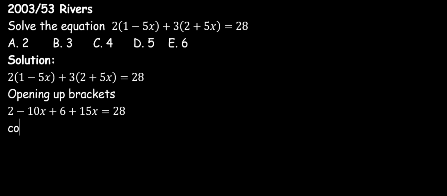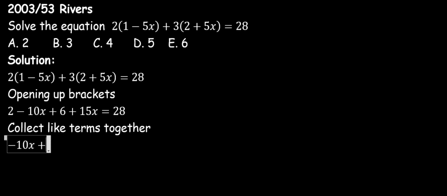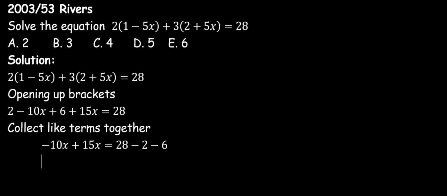Next, we collect like terms together. We now have minus 10x plus 15x will be equal to 28 minus 2 minus 6. 5x will be equal to 28 minus 8. 5x is equal to 20.